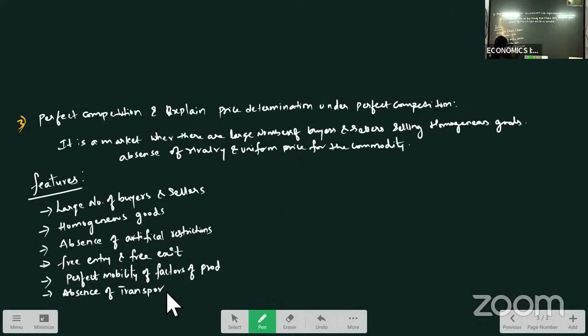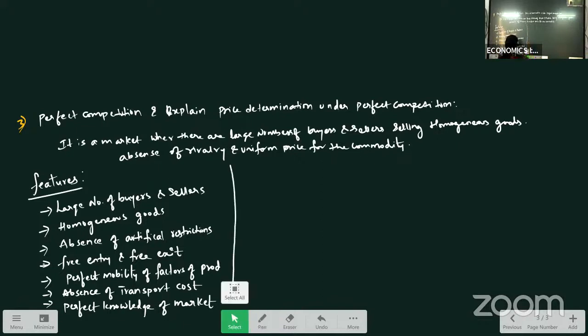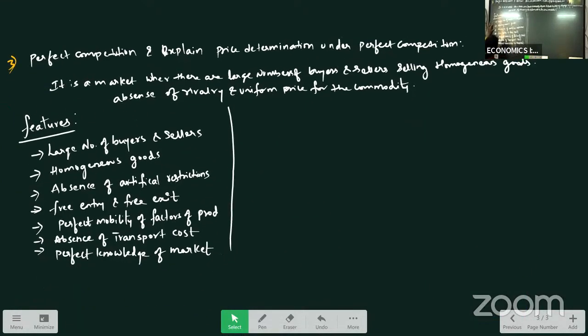Absence of transport cost and perfect knowledge of the market. Both buyers and sellers have perfect knowledge of the market. So this market is called as perfect competition. You have to write down the features. Now after features, you will explain the price determination. How price is determined under perfect competition.